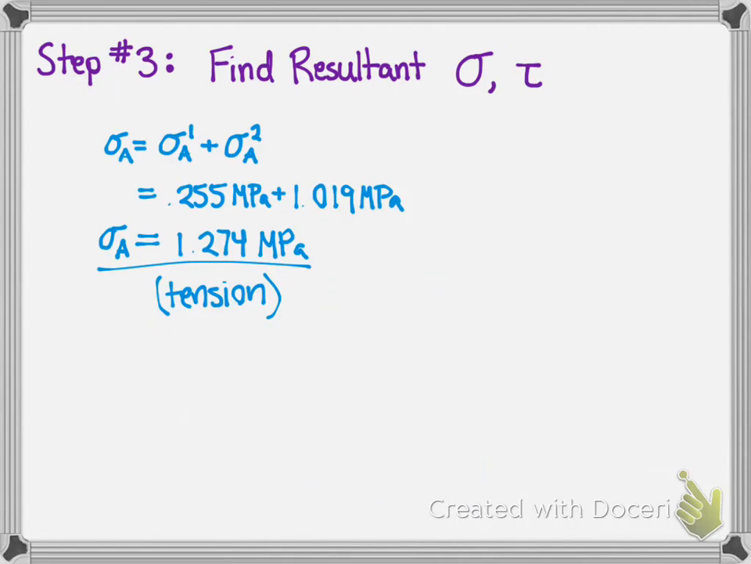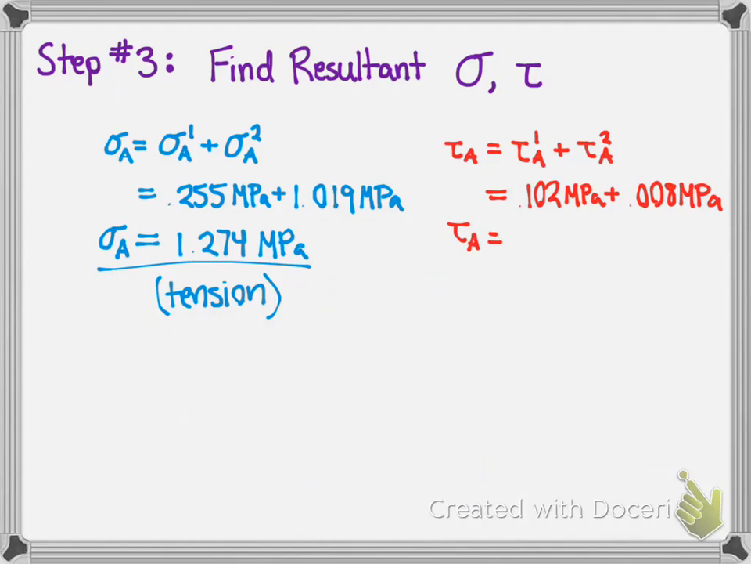The other part is the shear. Just like the normal stress, we're just going to add together our two individual components. Our first was the shear stress due to torque, which was 0.102 megapascals. And then our shear stress due to shear force was 0.008 megapascals. When we add those together, we get a final value for the shear at point A of 0.110 megapascals.